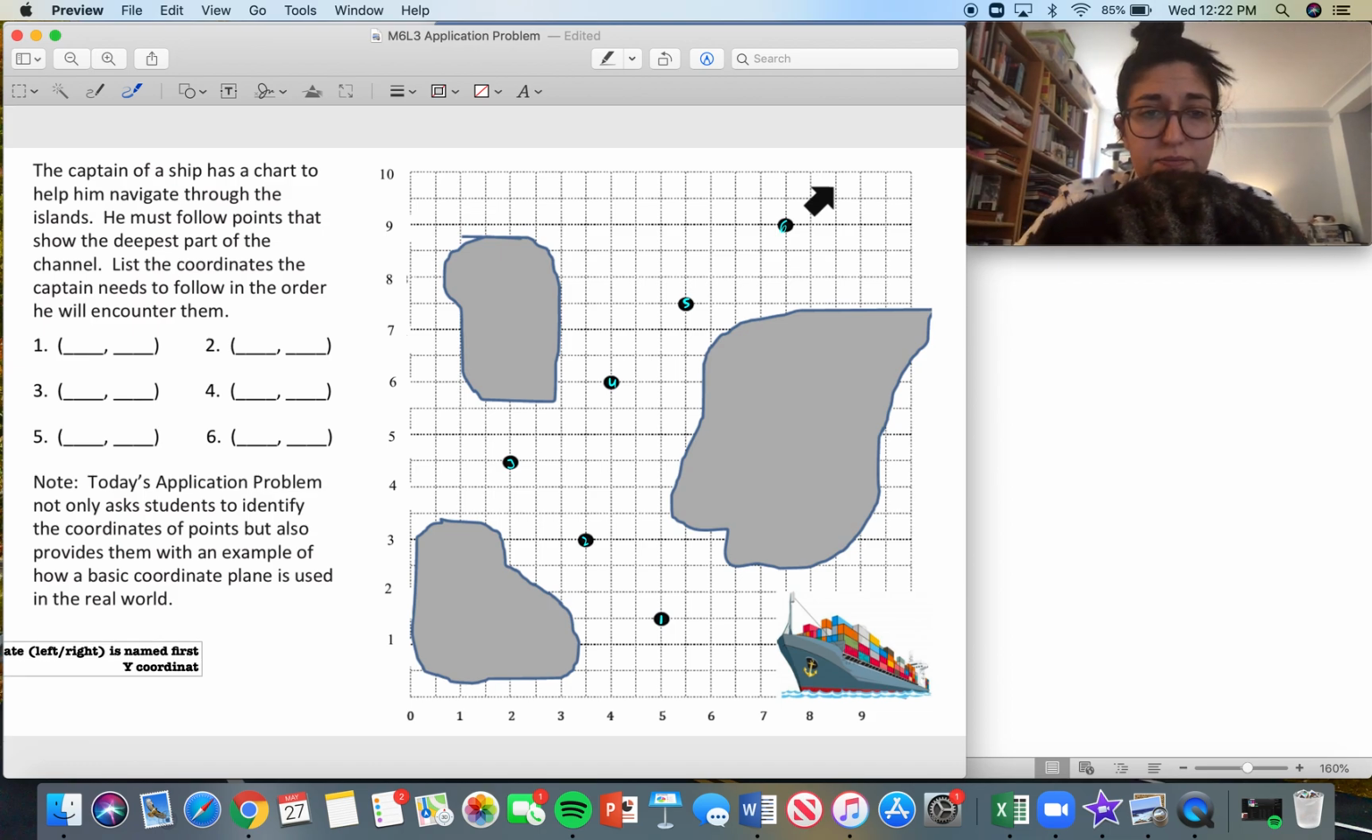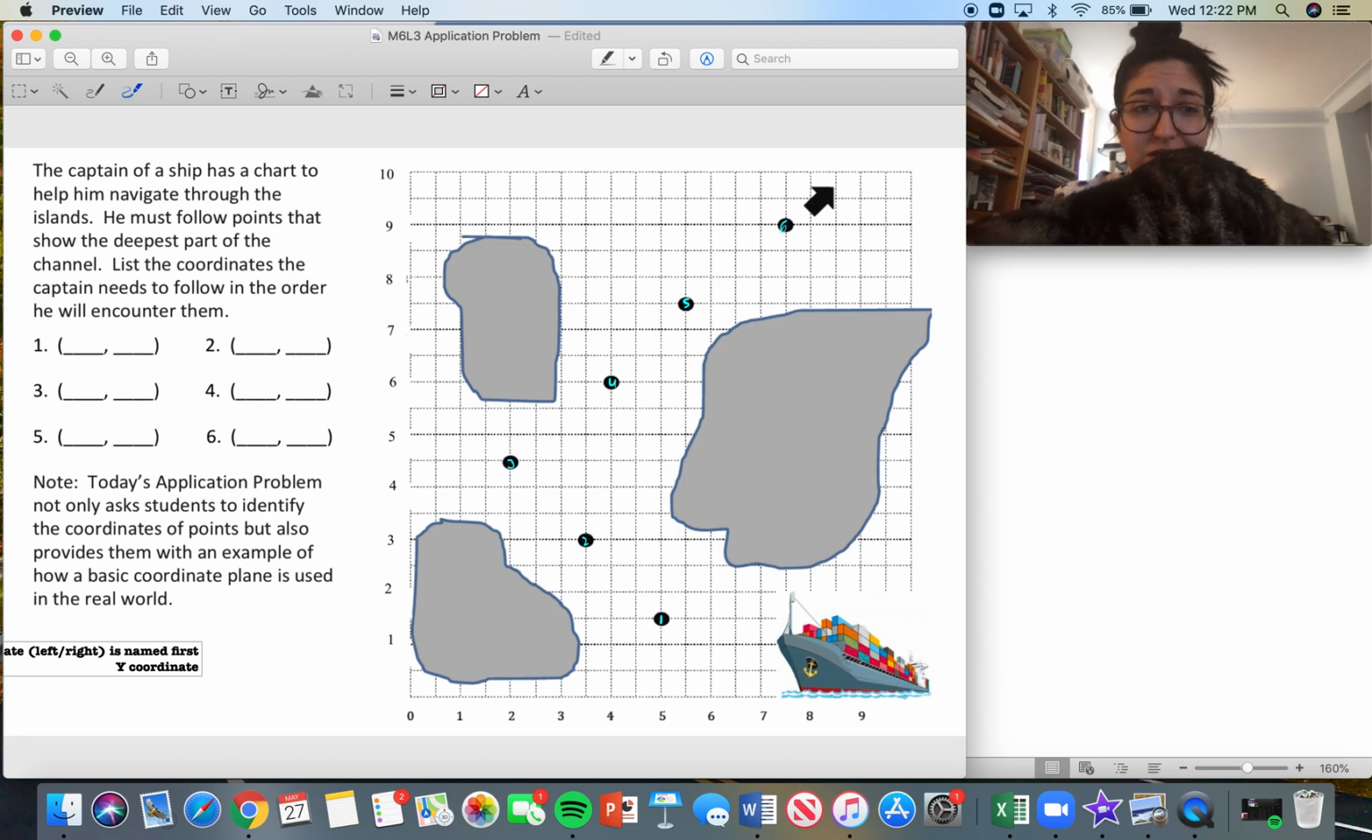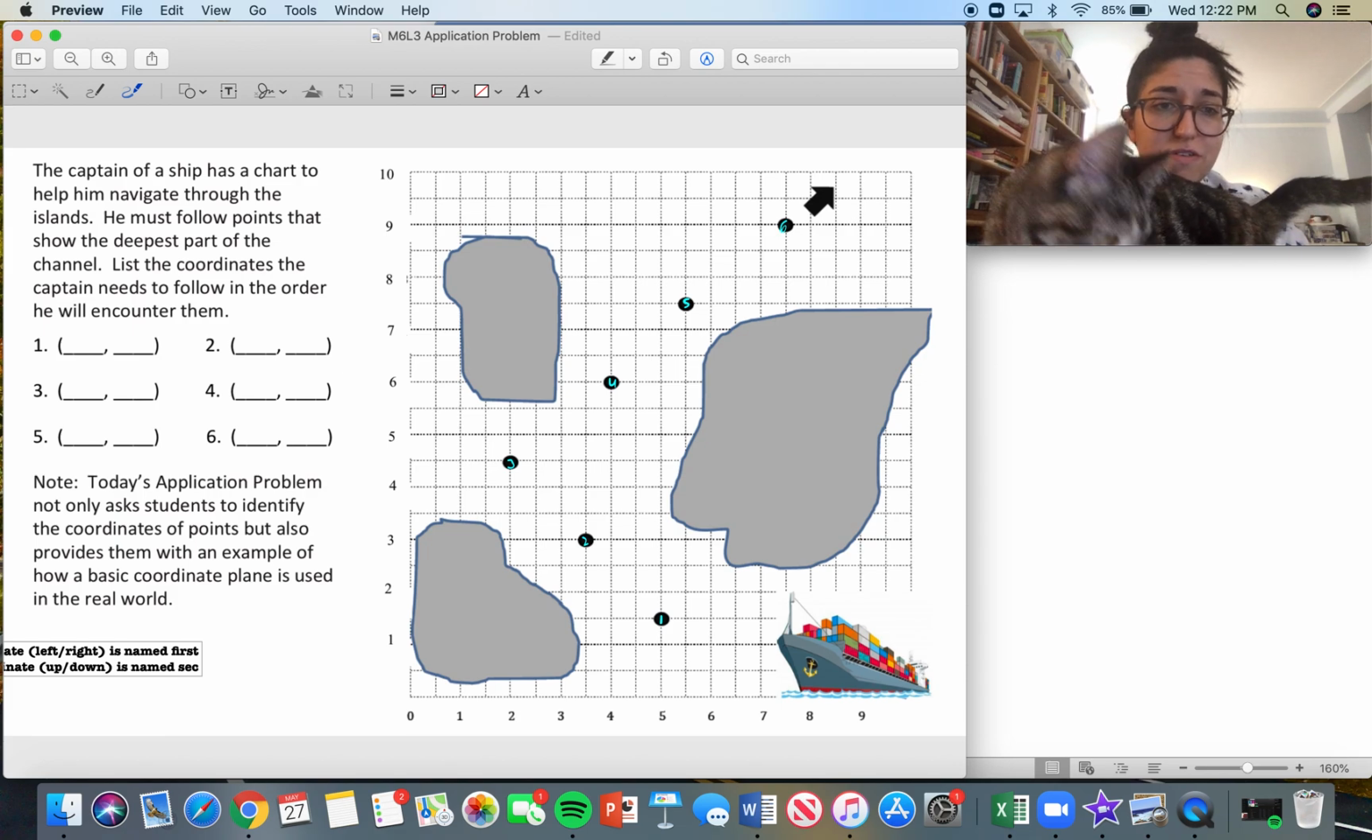The Y coordinate, that's the one up and down. How high up is it? Up, down, is named second.